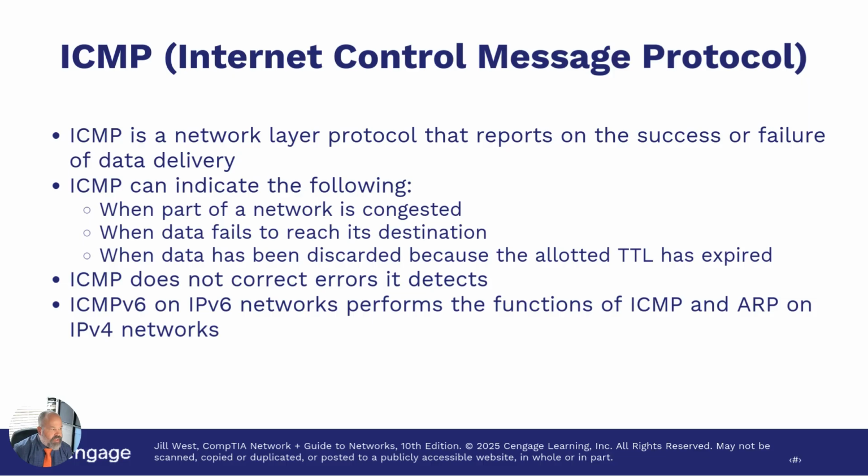Next, we have ICMP, which is the tattletale of your network, to be honest with you. Its job is to report back when something goes wrong. Did a packet get lost? Is a router too busy? Did a packet expire? ICMP will let you know if that happens. But don't expect it to fix the problem. It's just there to point fingers. It's like the coworker who says, hey, the printer's jammed, but doesn't actually fix it. Still, tools like ping and traceroute rely on ICMP, so it's actually a pretty useful tattletale.